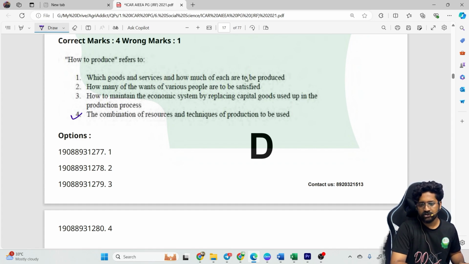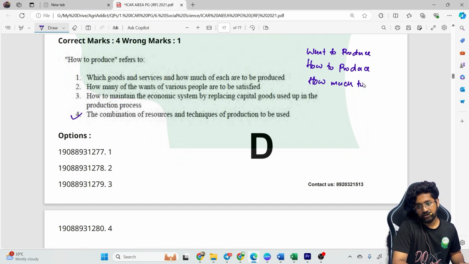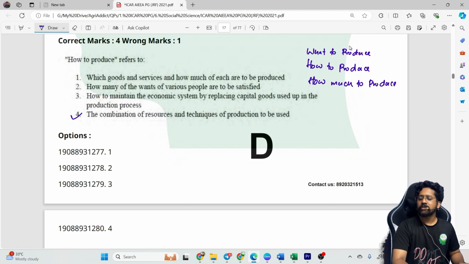Actually the fundamental problems of production are what to produce, how to produce, how much to produce. So what to produce is nothing but the combination of the products that have to be produced, right? So while we are starting the production process, we should have a target of what to produce, what should be the product combination that we have to choose. So that is what to produce. The question of what to produce deals with that.